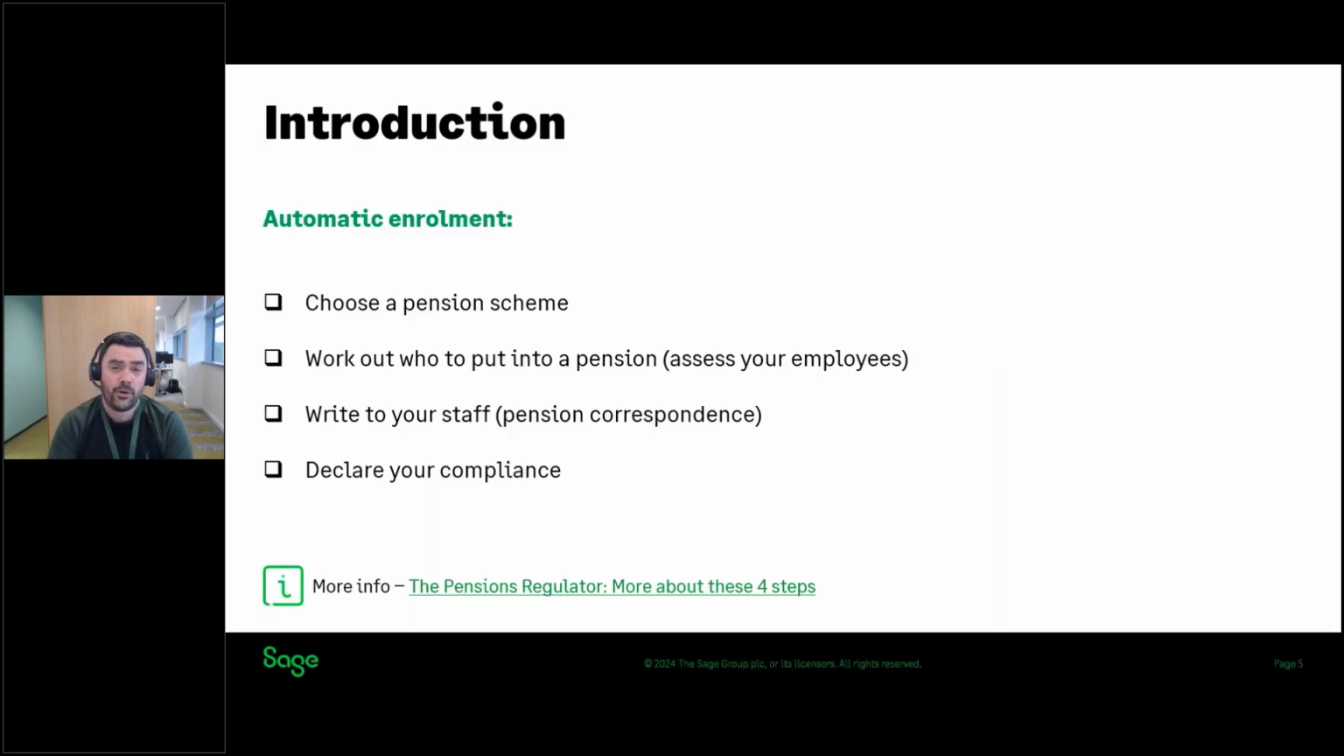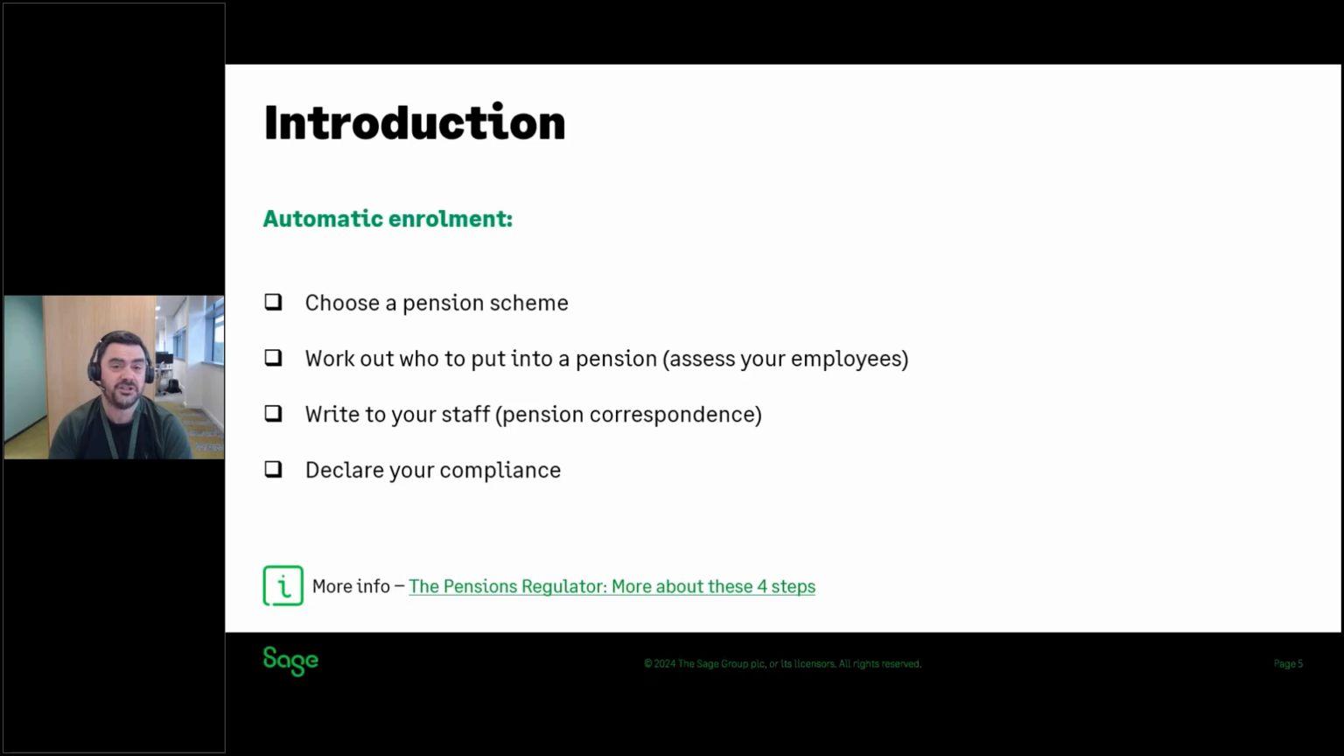So automatic enrolment is pensions law, and it applies now to all UK employers. And the duties that affect you as an employer are to provide a qualifying pension scheme for your staff, to work out which staff are eligible to be put into a pension scheme, known as assessing your employees, writing to your staff to inform them about the auto enrolment law, and declaring your compliance with the pensions regulator.